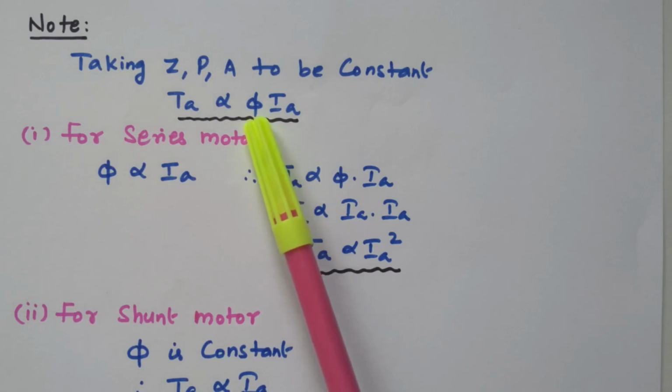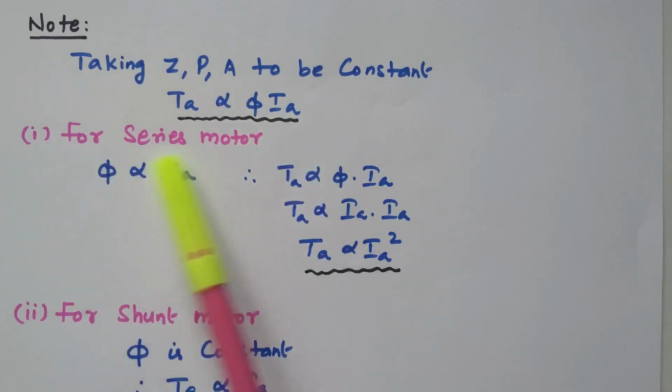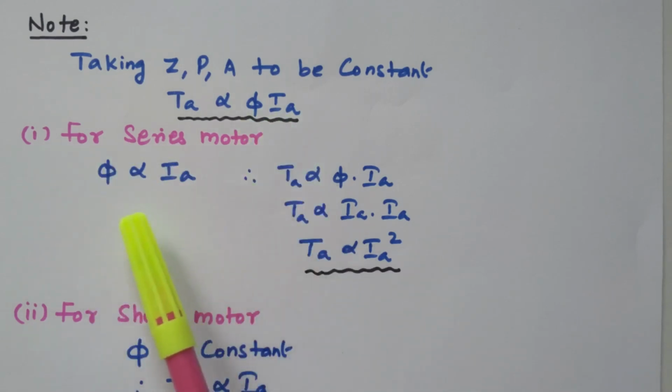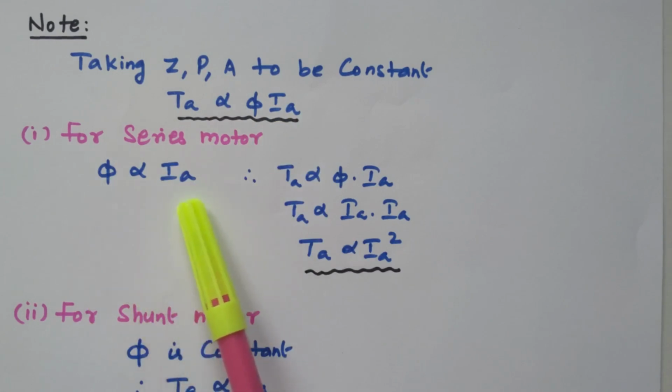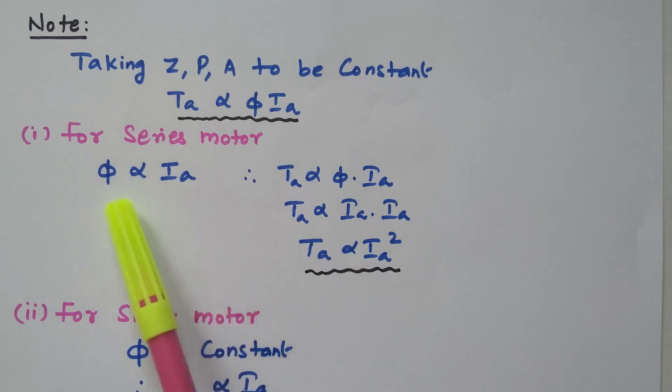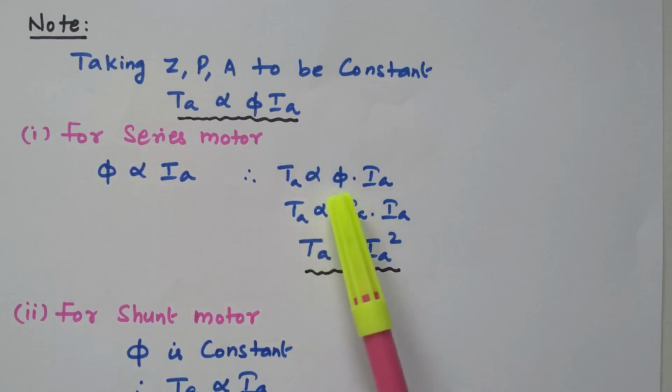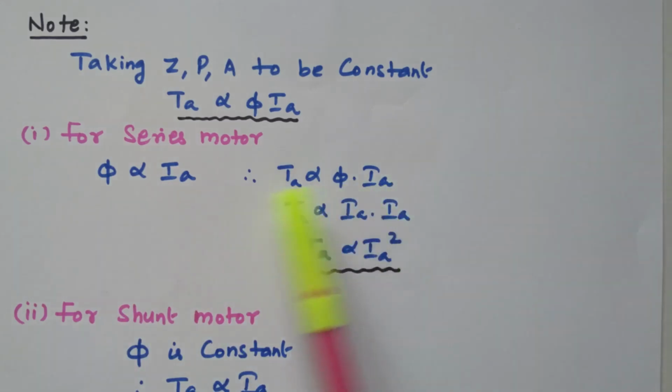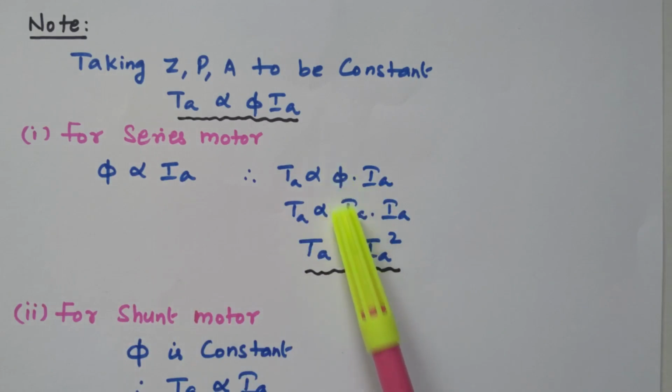So by considering phi and IA, if it is a series motor, phi is directly proportional to IA, because the armature and field are connected in series, and the same current flows through the armature and load. So when the armature current increases, the flux also increases. Both are proportional to each other. So TA equals phi into IA, right? This phi can be replaced by IA, because phi is proportional to IA, so that it is IA square. TA is proportional to IA square.